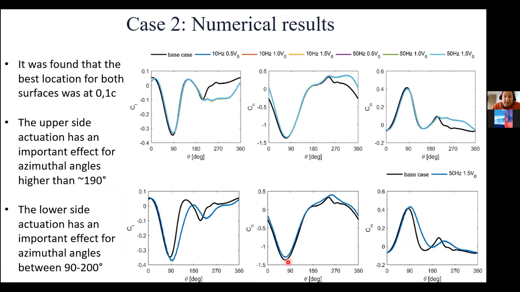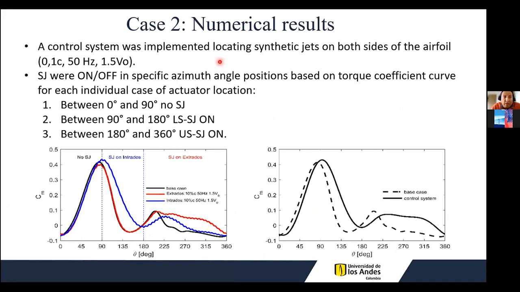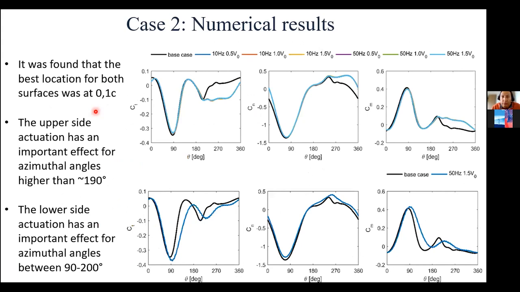So based on the solution that we have here, the next step was to design a control system. It's a very, very simple idea. Basically, what we wanted to do is to switch one synthetic jet or the other, depending on the position of the turbine. This strategy was based on the results that we saw on this slide.